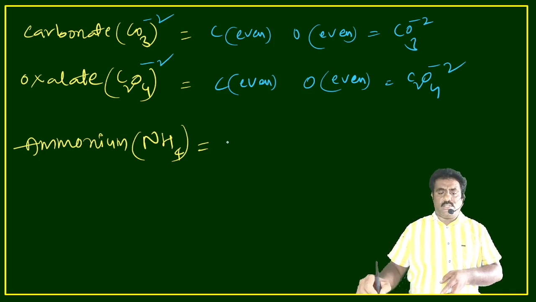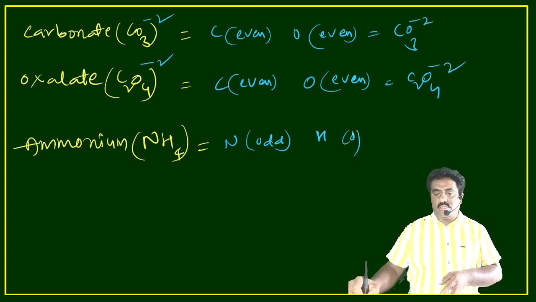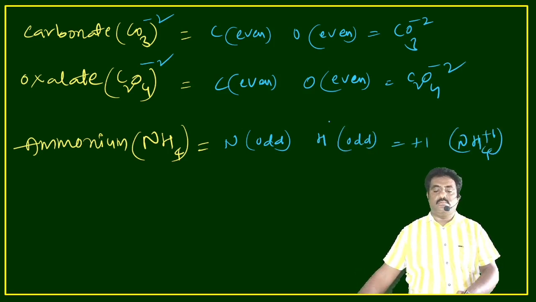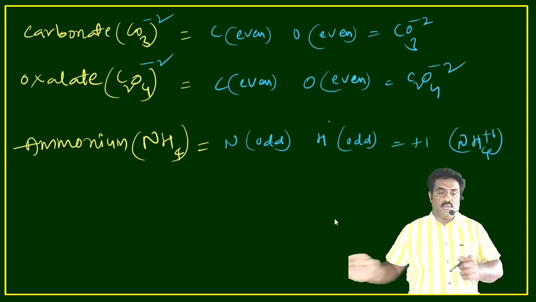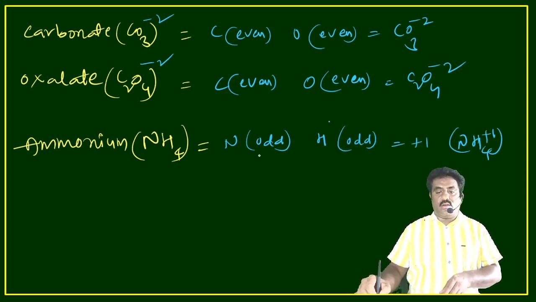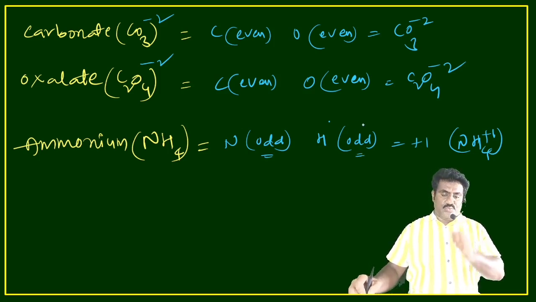Next, ammonium ion. Nitrogen belongs to what? Fifth group. It is odd. Hydrogen is 1, and 1 means it is odd. Odd and odd. Nitrogen is fifth group, odd. Hydrogen belongs to first group.